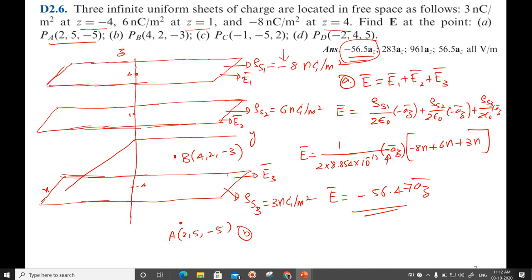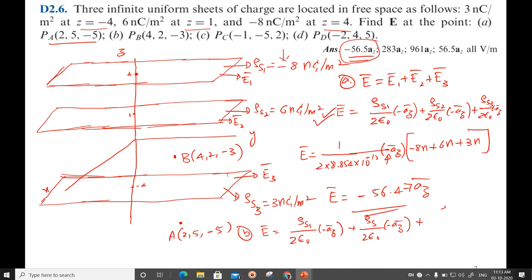So I will write the same formula. This is the general formula I have written, so it will be very helpful. E vector is equal to rho s1 by 2 epsilon naught, and this is the first sheet. The point is below the first sheet, so minus az only. Second sheet, rho s2 by 2 epsilon naught. Once again it is below the second sheet, so it is minus az for this also.